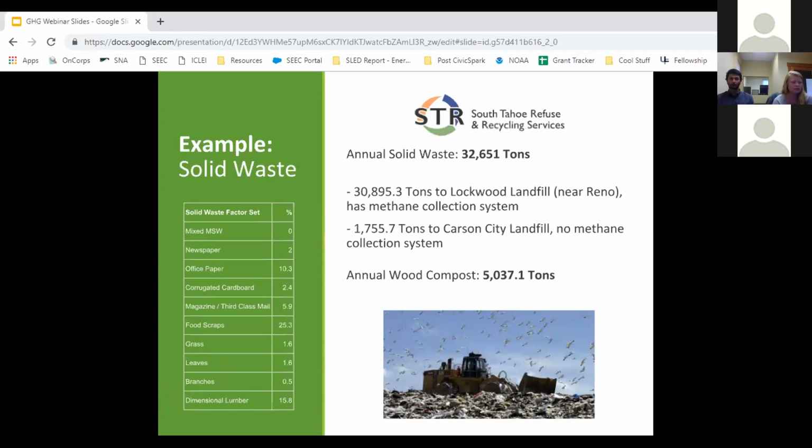And just to put this in perspective, our results indicated that not having a methane collection system in place produces about 5 times more emissions for that same amount of waste. So it's really important to note if there is a methane collection system in place at the receiving landfill, because if it's not collected, emissions are much higher.